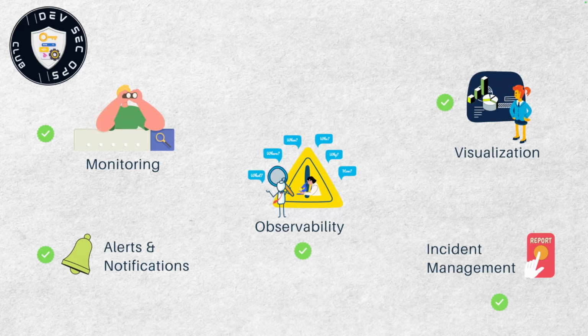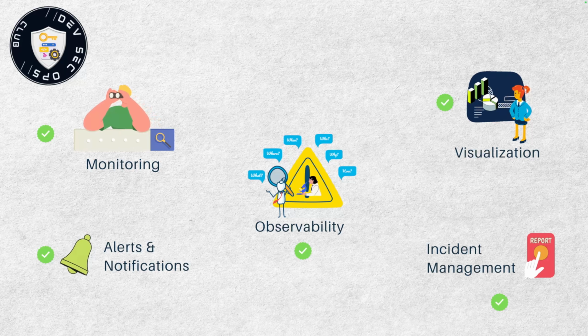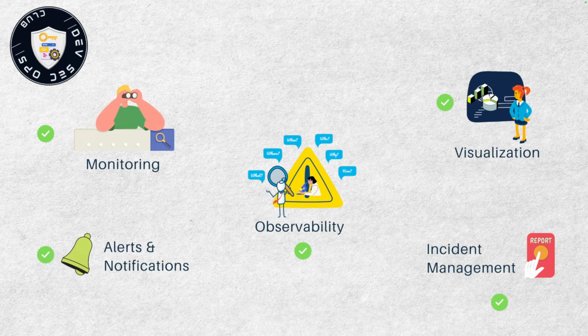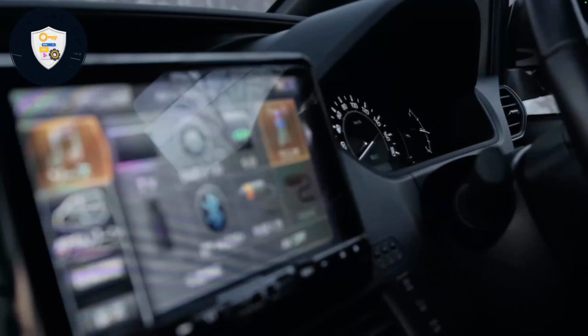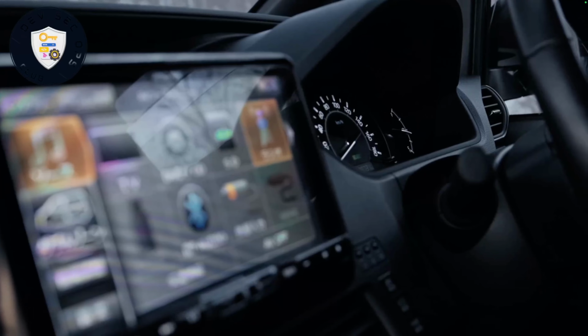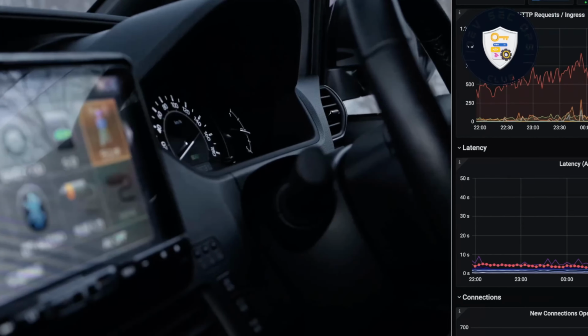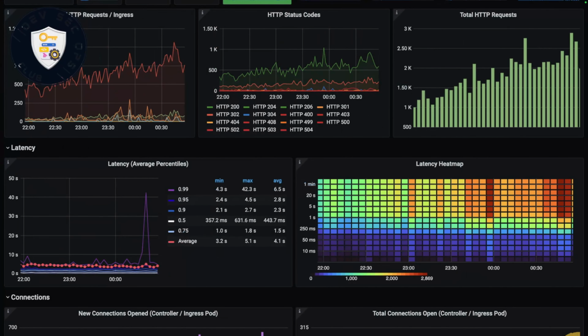Today we have covered the essentials. These concepts lay the foundation for building an effective monitoring system. In the next video, we will explore the architecture of Prometheus and Grafana and dive into how they work under the hood. Stay tuned for day 8 part 2, where we take a deeper look into Prometheus and Grafana inner workings.